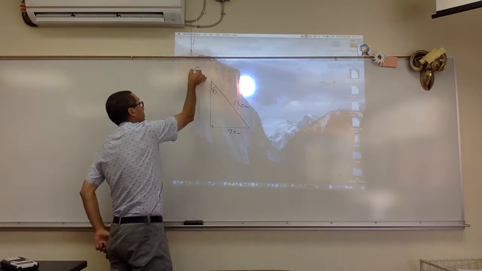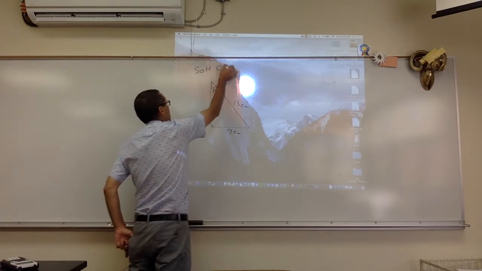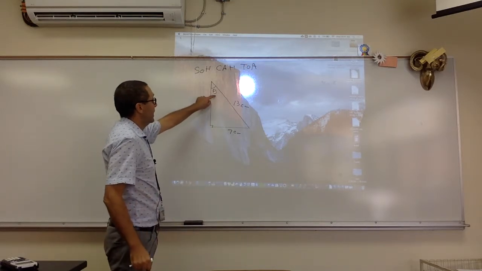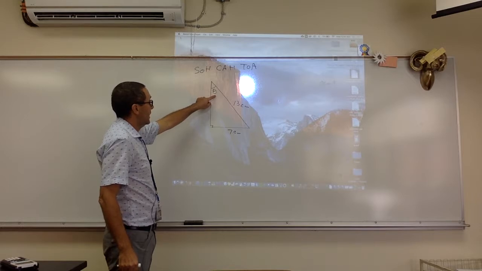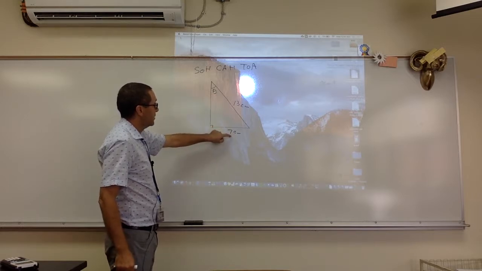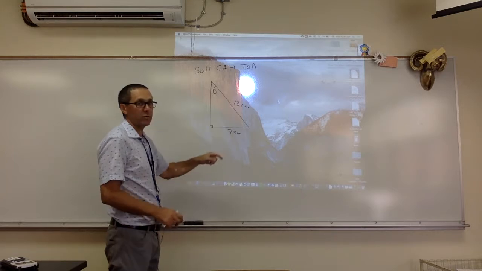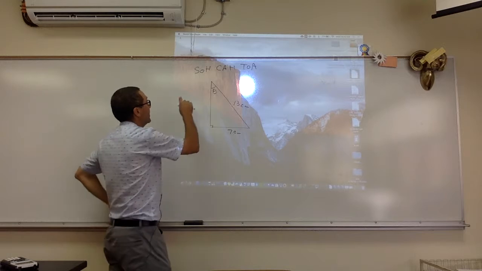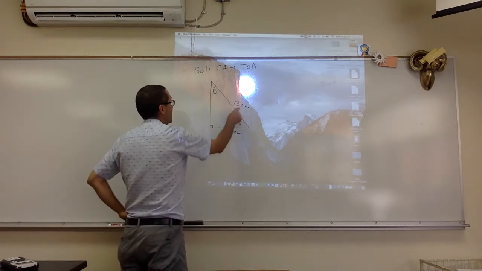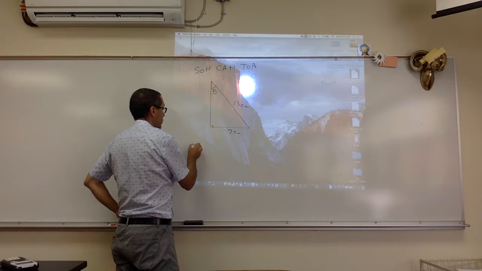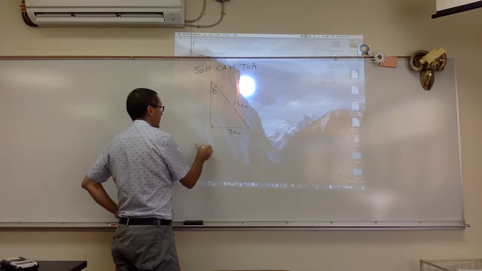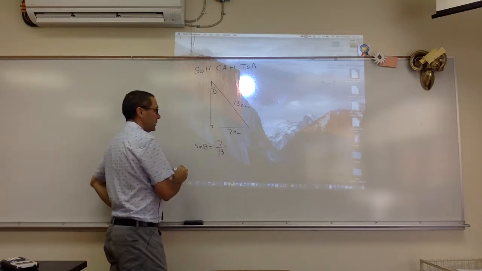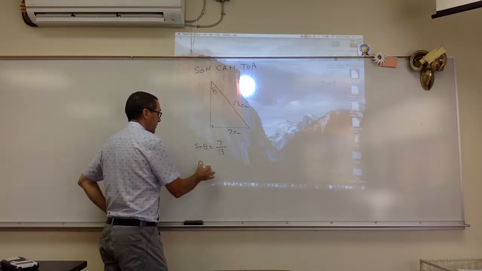Now, according to SOHCAHTOA, I'm looking for an angle, and I have the opposite from the angle and I have the hypotenuse. The hypotenuse is the leg that's across from the 90. So it's the opposite and the hypotenuse, so I have to use SOH. That's when I use the sine function. So sine of this angle is equal to 7 over 13. Now the question is, how do I find this angle?